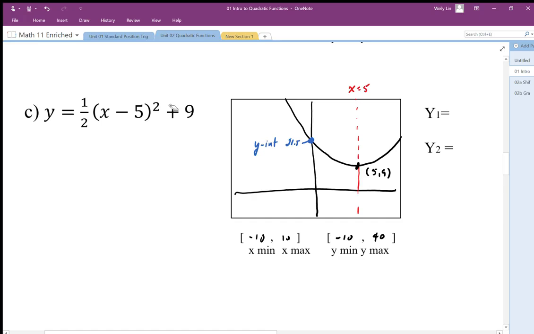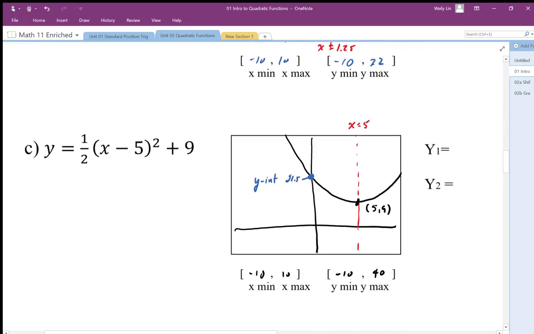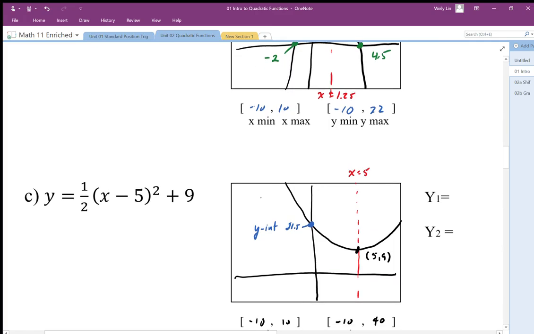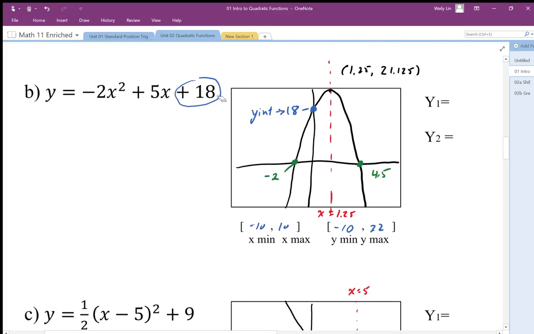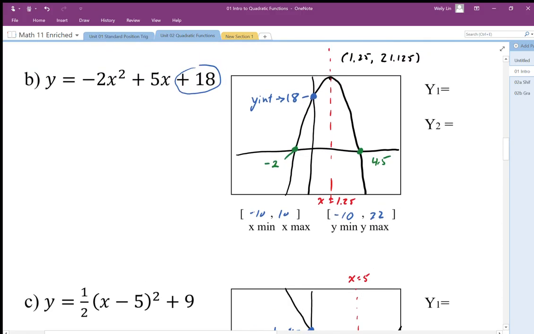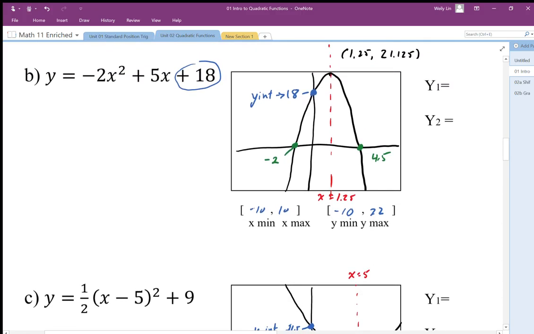One thing I want you to notice is that this equation is in a different form than the previous one. That one was called the general form. This is a graphing form. The general form gives us numbers that relate to the y-intercept. This number here, plus 9, does not relate to the y-intercept, and the reason is it's a different form of the equation. The different forms of the equation tell us something different about the graph.